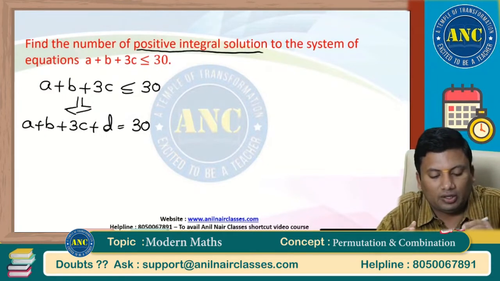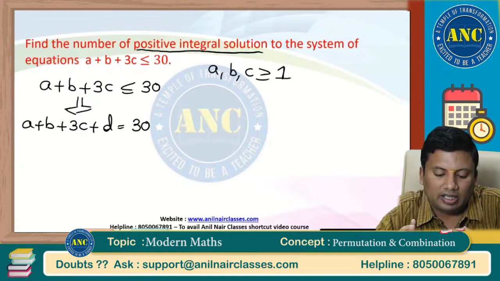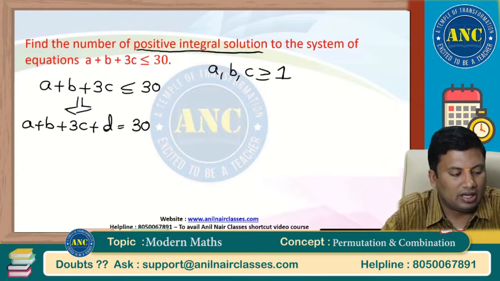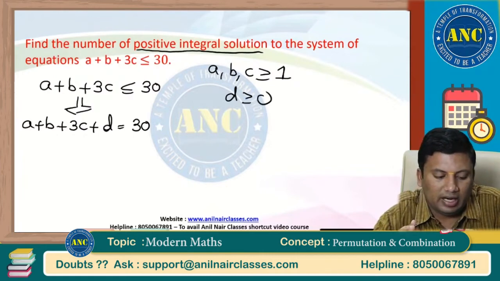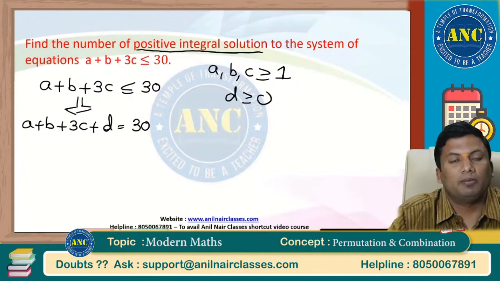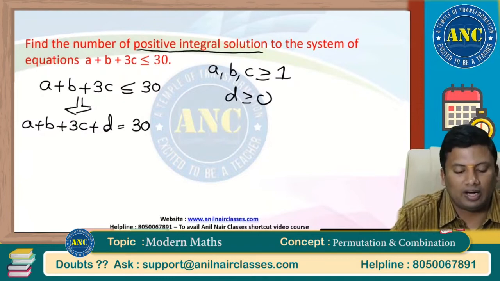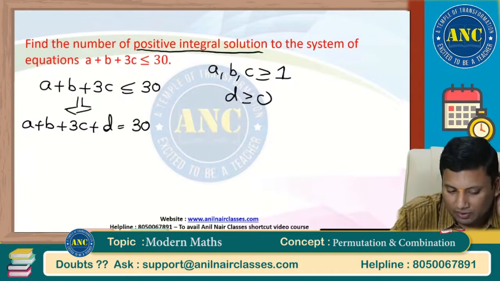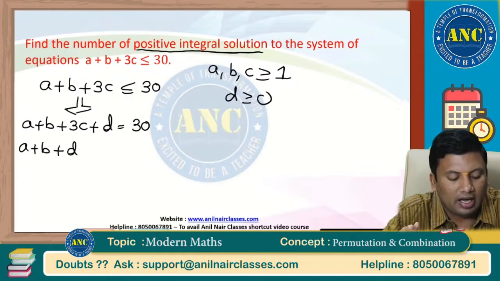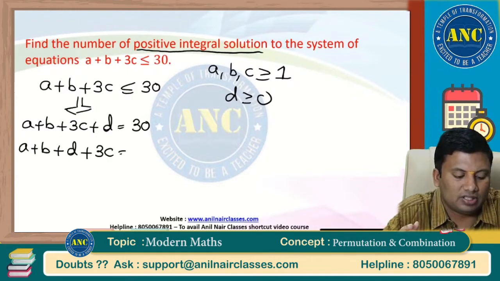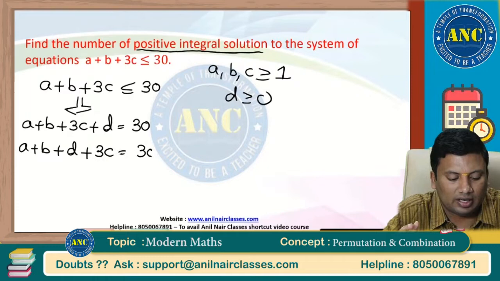It is referring to positive integral solutions. So a, b, c are greater than or equivalent to 1. Only thing is that d will be greater than or equivalent to 0. Why? Because it is less than or equivalent to 30, d can be 0. So I will transpose the equation like this: a plus b plus d plus 3c equivalent to 30.